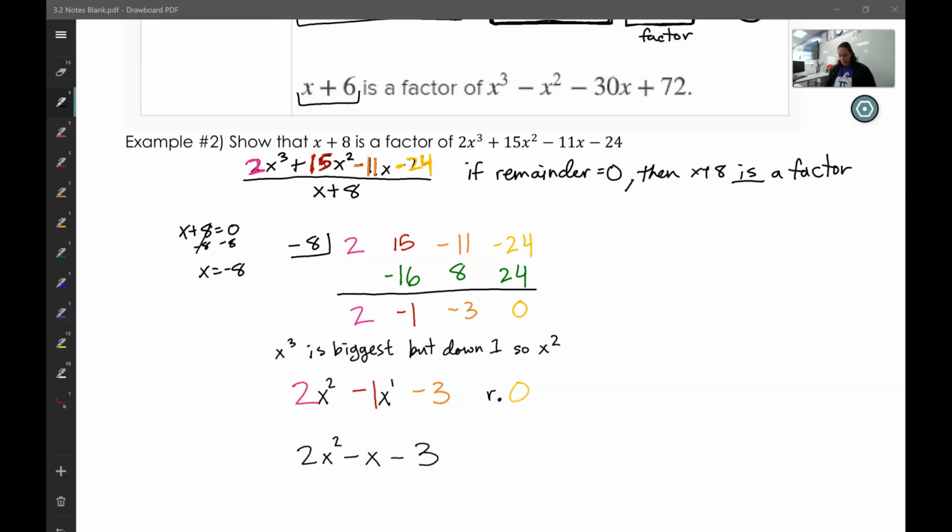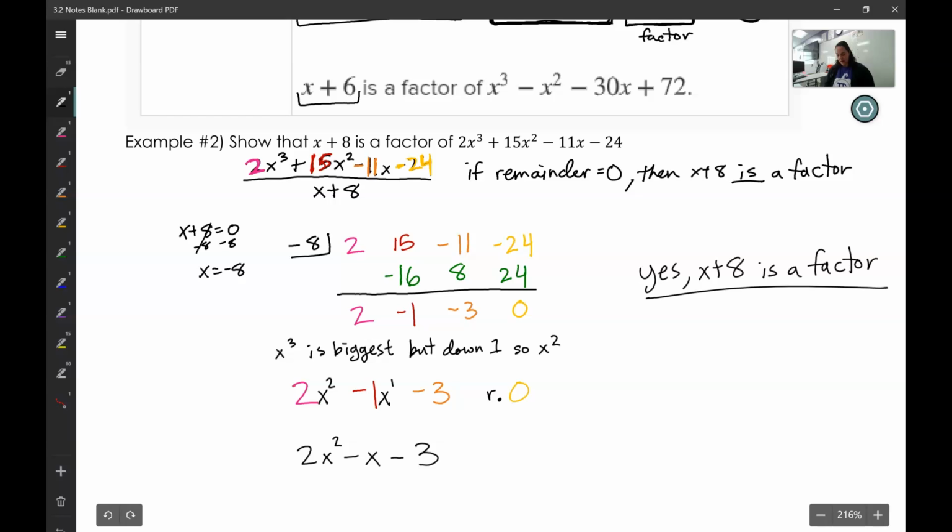So I went through and wrote out the answer, interpreting that answer like we talked about with synthetic division last time. I wrote out my answer, so I got 2x squared minus x minus 3. No remainder, no fraction part here. So that means that, yes, x plus 8 is a factor because I have no remainder.